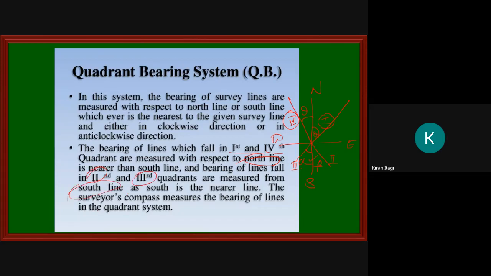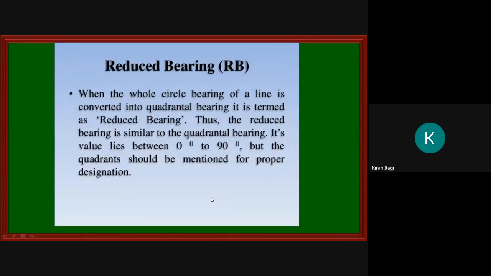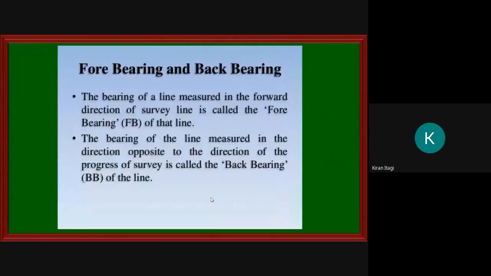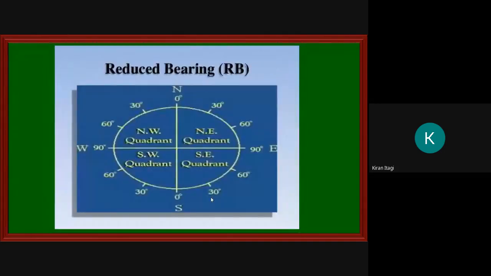If the bearing falls in the second quadrant and the third quadrant, it should be measured with respect to the south line. The surveyor's compass measures the bearing of a line in the quadrant system. So we have reduced fore bearing, reduced bearing, forward side, back side.